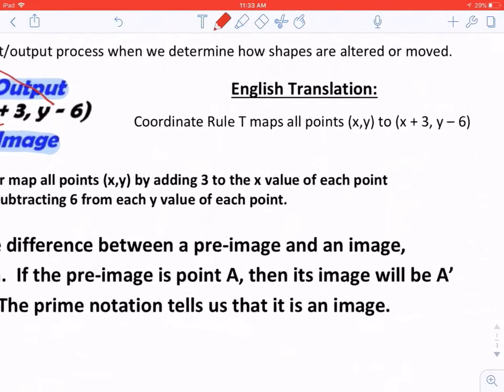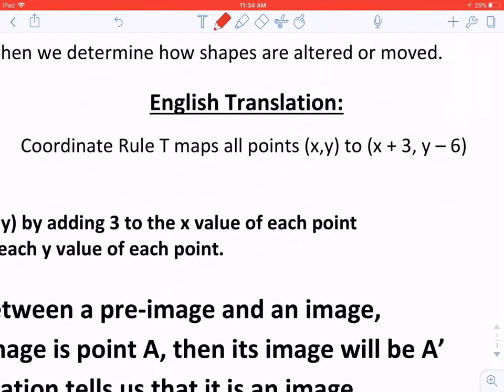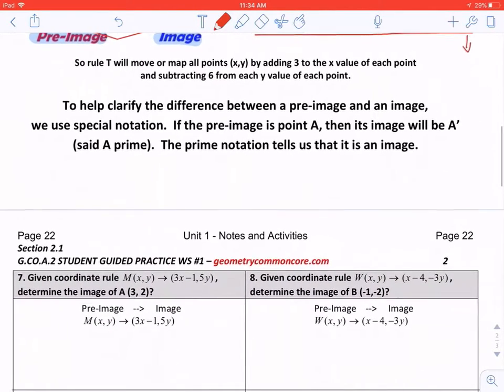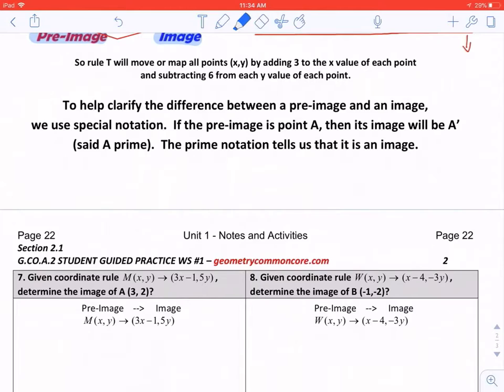A different way to write that is this here. The coordinate rule T maps all points x, y to x plus 3, y minus 6. So you have a point out in space, an ordered pair. It's going to go to the right 3, and it's going to go down 6. So, just a little bit more reading here. To help clarify the difference between preimage and an image, we use a special notation. If the preimage is point A, then its image will be A prime. Prime notation means it's something new, it's an image.